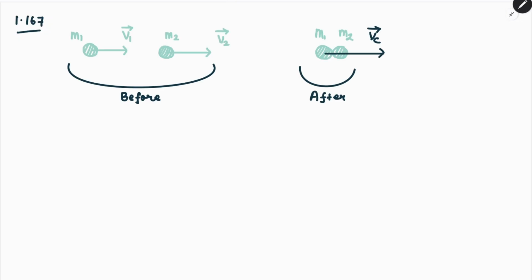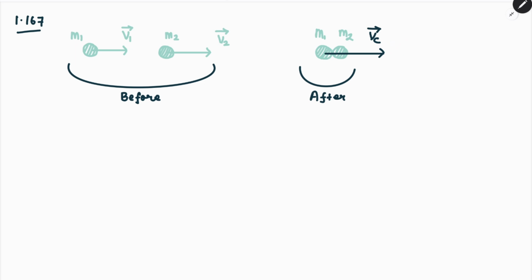So let us begin by understanding the situation diagrammatically. This is how we can express this situation diagrammatically. That is, the two particles m1 and m2 are moving with velocities v1 and v2 before collision, and after collision, which is specified to be perfectly inelastic, the two masses will stick to each other and start moving with a common velocity.